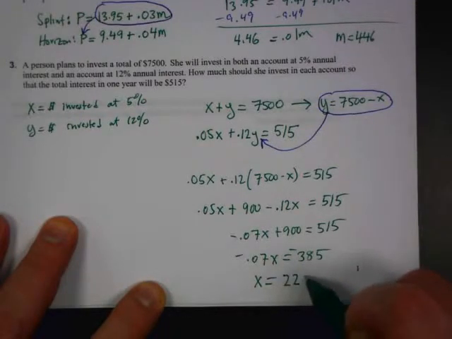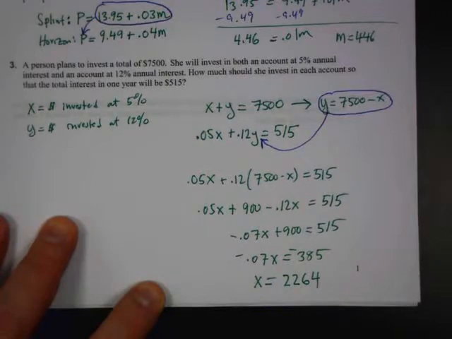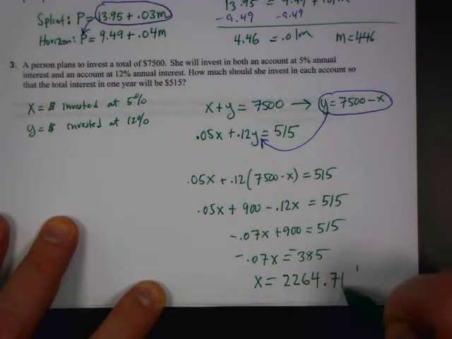2,264. 2,264. 0.7005882. Well, this is money, so let's round it off to two decimal places. So 71 cents, I guess. 71.